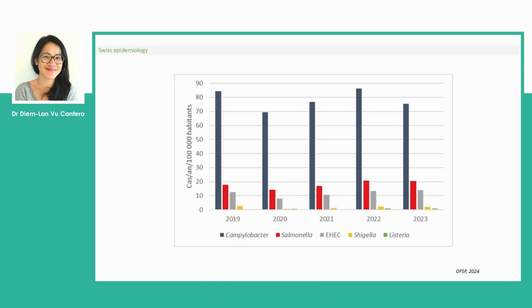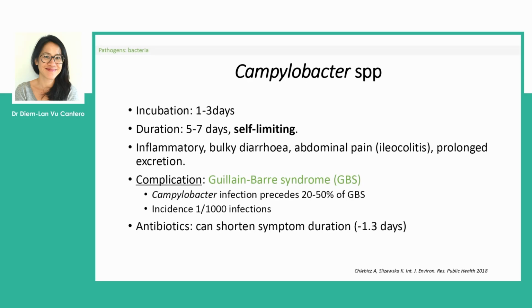What about bacteria? Campylobacter is by far the most prevalent bacteria identified in acute diarrhea. It is followed by Salmonella and enterohemorrhagic E. coli, and to a lesser extent by Shigella and Listeria. Campylobacter, the first cause of bacterial acute diarrhea, causes a self-limiting disease, although it can induce an inflammatory and bloody diarrhea. A complication can be Guillain-Barré syndrome, and antibiotics can shorten symptom duration, but only by 1 to 2 days.